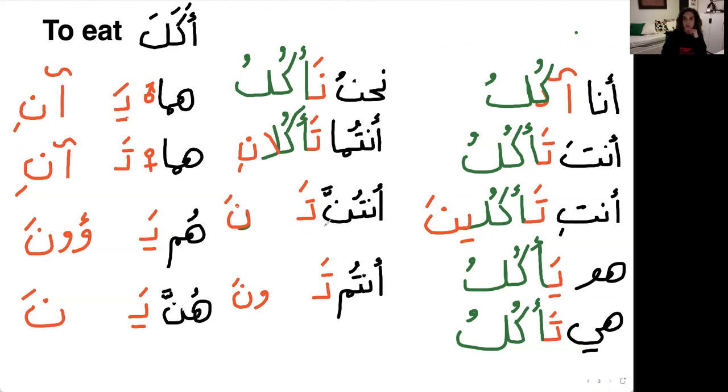أنتن, you women. Ta, that's the root, the hamza of the root. Ta, kul, na. أنتن تأكلن. So every time I have a suffix, there is no dhamma on the lam. Antum, you, plural, as of 3. Antum, I fill in my roots. Ta, ku. Then I have the lam and no need for a dhamma. تأكلون. أنتم تأكلون.